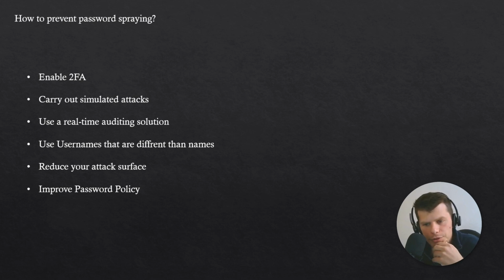Then the next one is reduce your attack surface. Only expose the login interfaces that are absolutely necessary to the internet. So for the login interfaces exposed, make sure that they aren't vulnerable to username enumeration. Next one is improve password policy. 8-character minimums aren't enough. So when you're watching this video, you need to make sure that you follow the good practices that there are at the time for password policies.